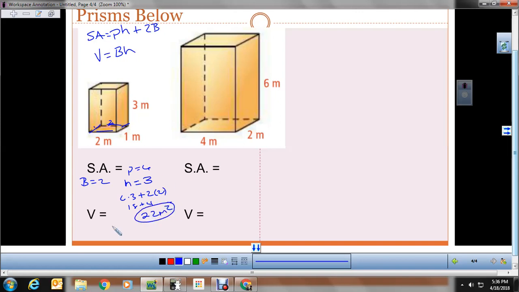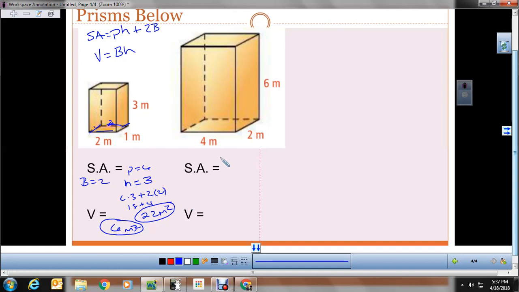Now the volume, area of the base, we know is 2 times 1 times the height is going to be 6. So we have 6 meters cubed. So we have 22 meters squared, and then we have 6 meters cubed.